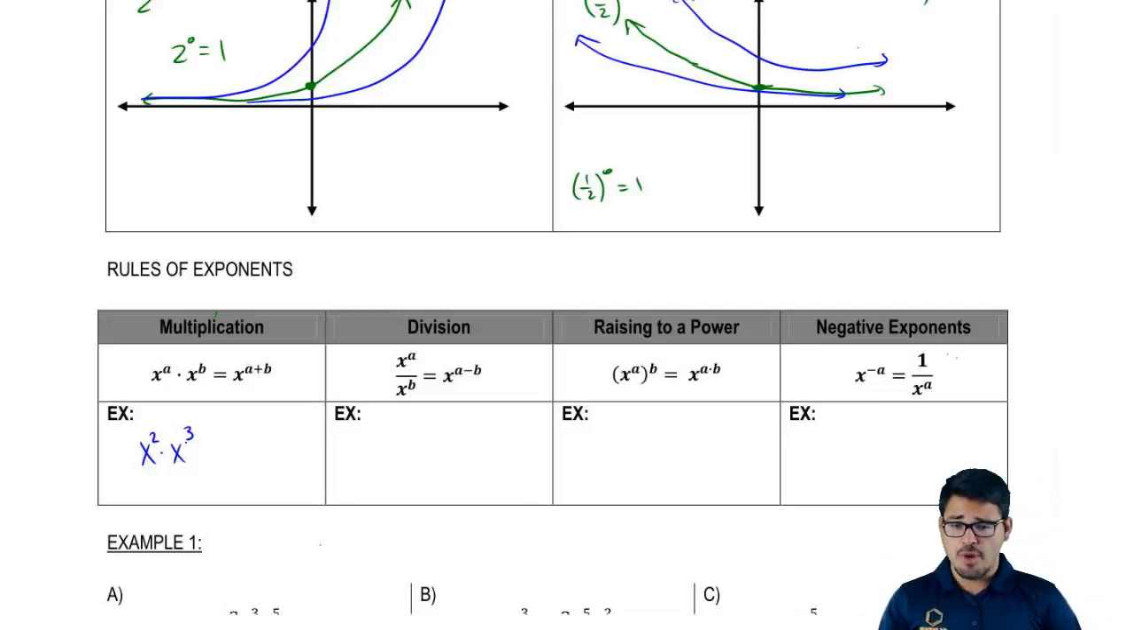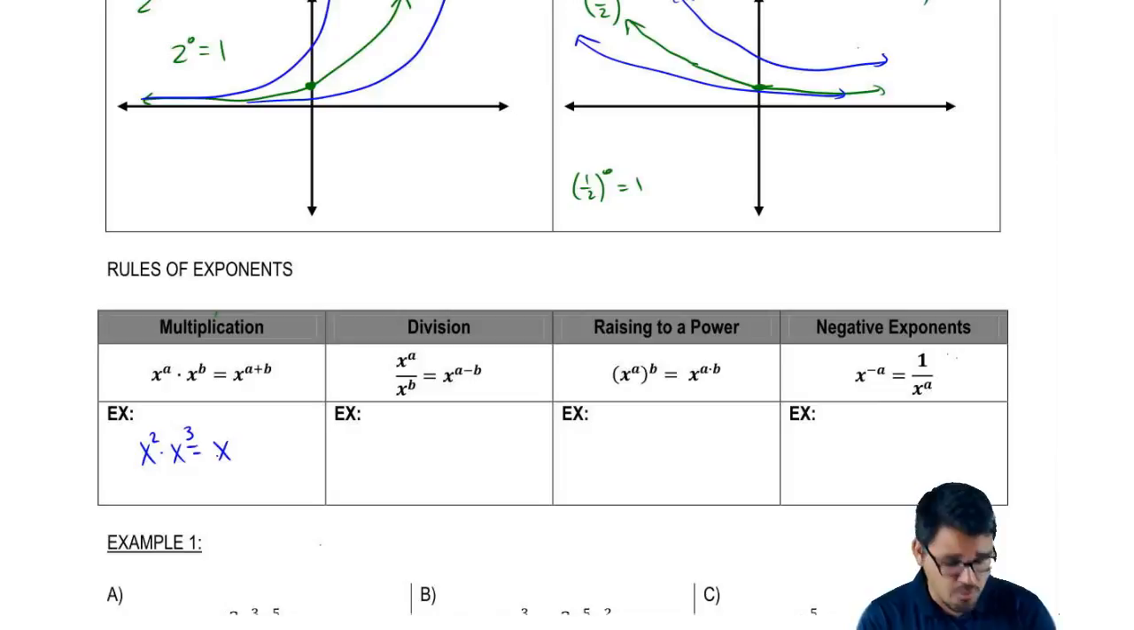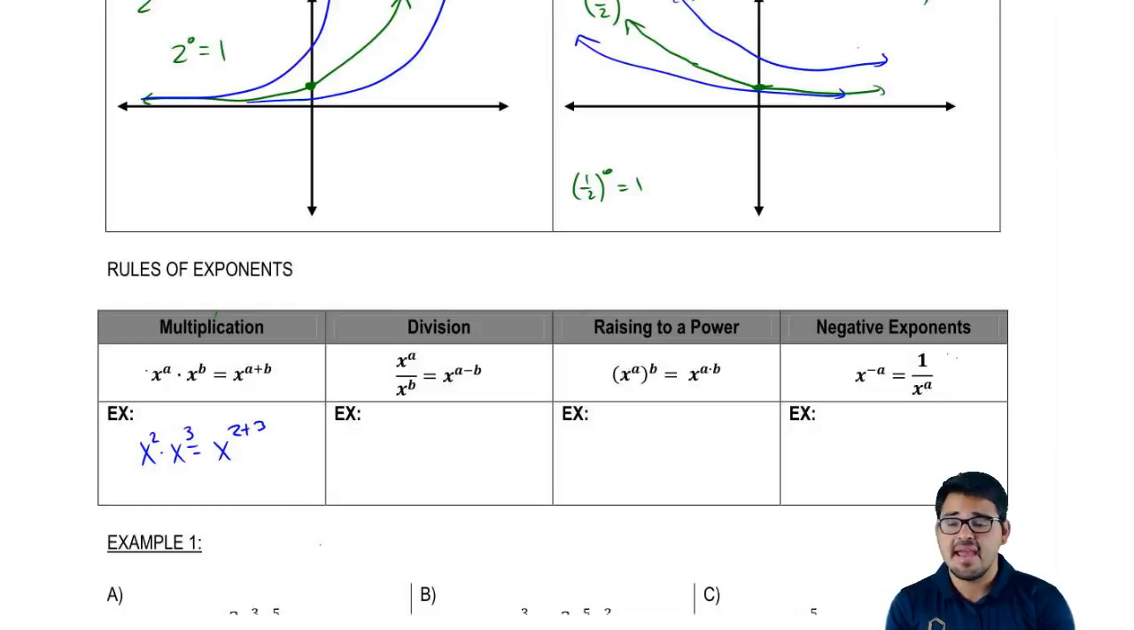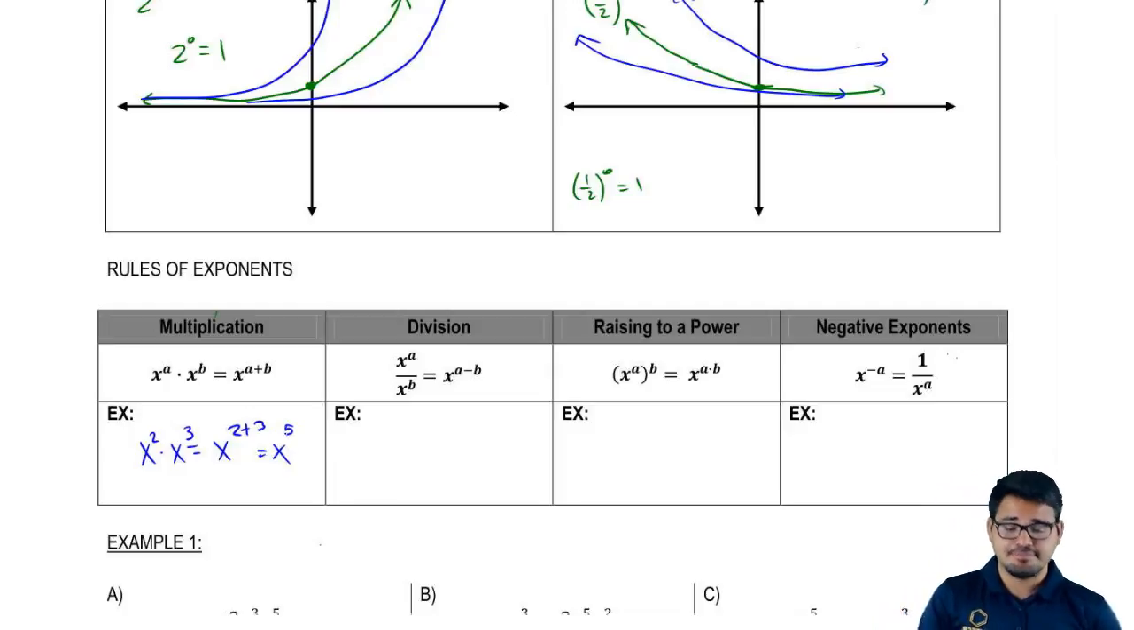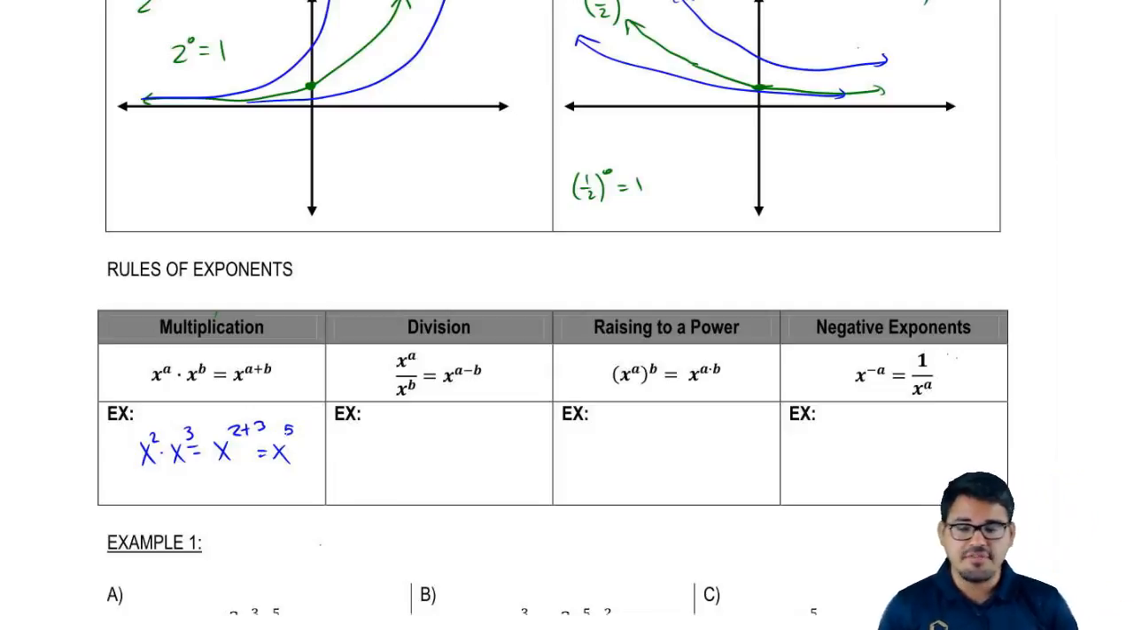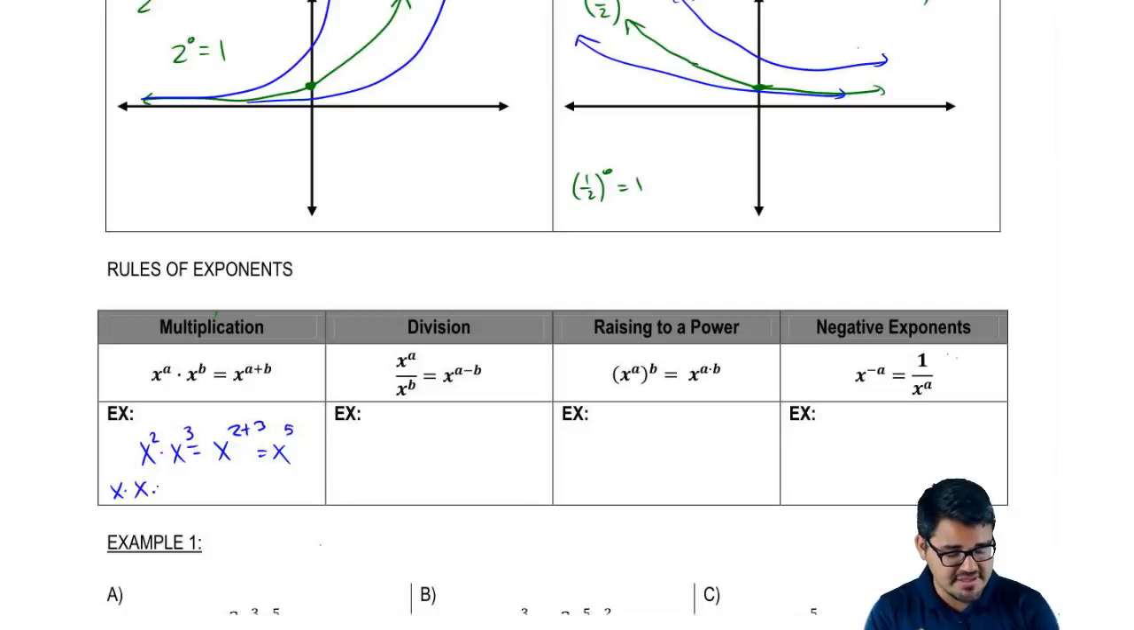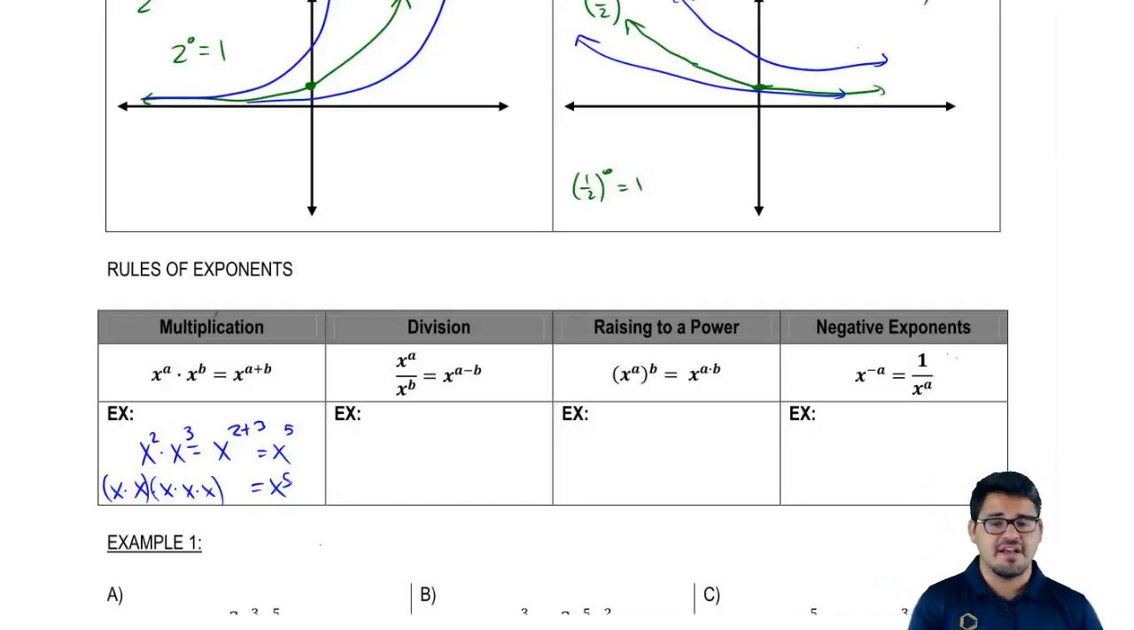The x's are multiplying. So I'm going to write 1x, and I'm just going to add the exponents. That's exactly what I have here. If I have a and b multiplying, the a and b are going to add. So if I add 2 and 3, I have x to the 5. Another way of seeing this is that if I have x squared, it is x times x. And if I have x cubed, it's x times x times x. So here I have 3 x's from the x cubed. Here I have 2 x's from the x squared. So I really just have 5 x's in total. So that is where the rule comes from, because if you have 2 x's and then 3 more x's, you really have x to the 5.